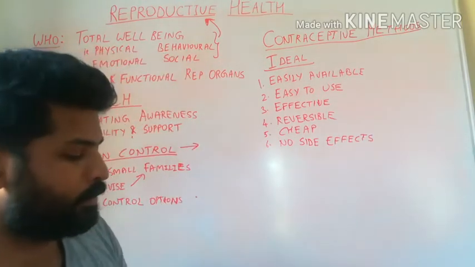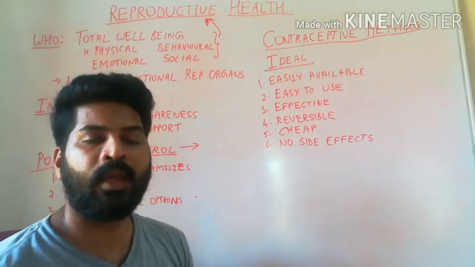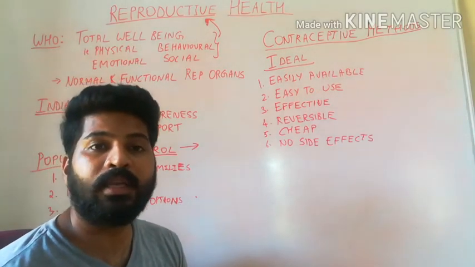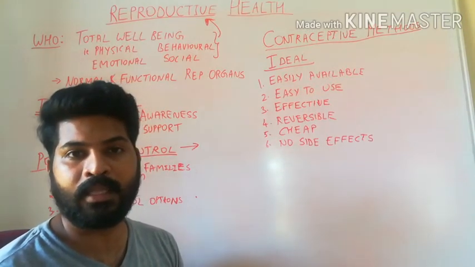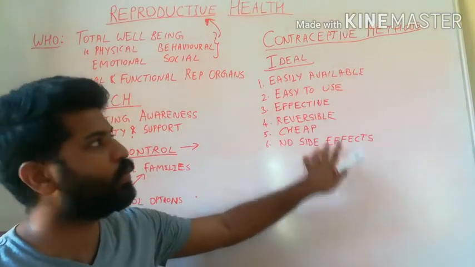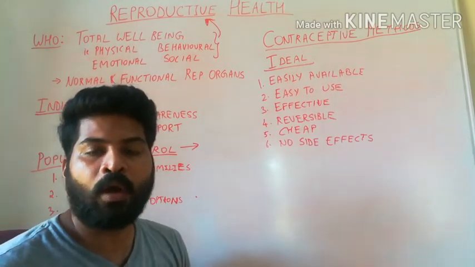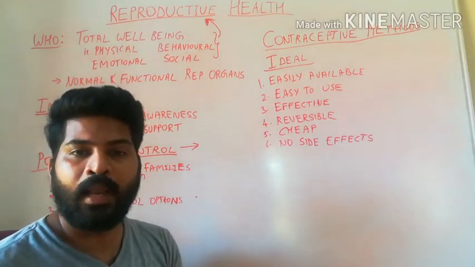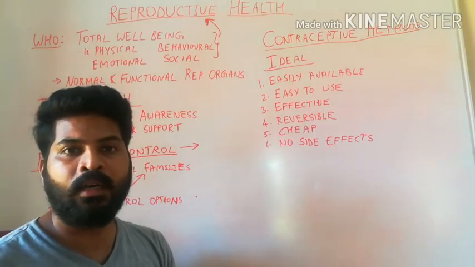This is very, very important. Of course, in contraceptive methods, we are going against the natural reproductive cycle, that is, preventing pregnancy. Therefore, there will be certain side effects when we use these methods. So, while choosing these contraceptive methods, we have to weigh all the options, the advantages as well as the disadvantages.